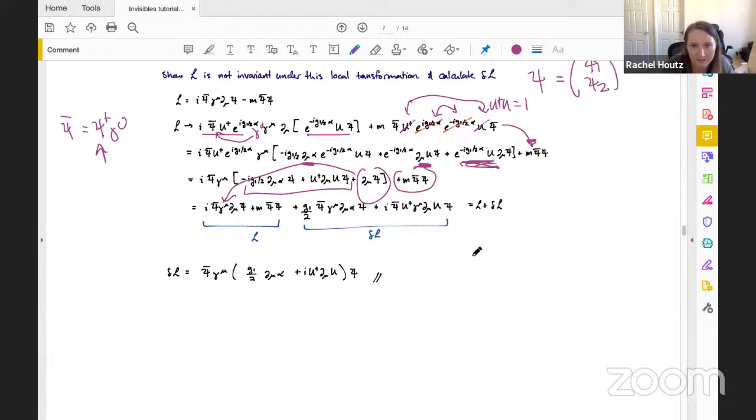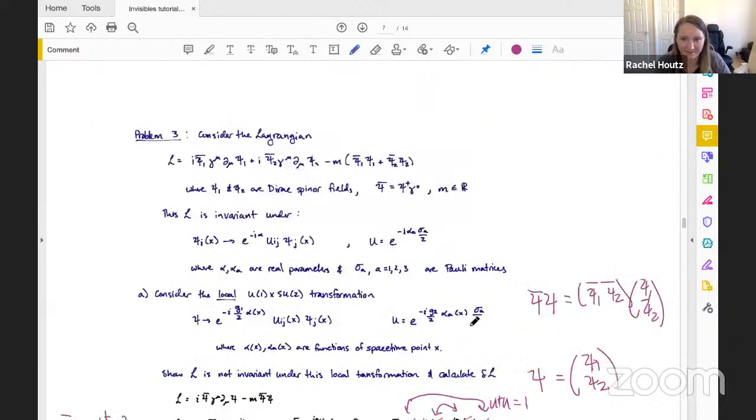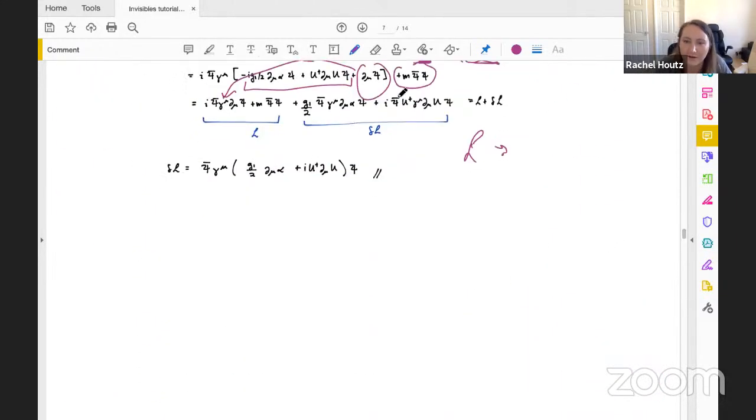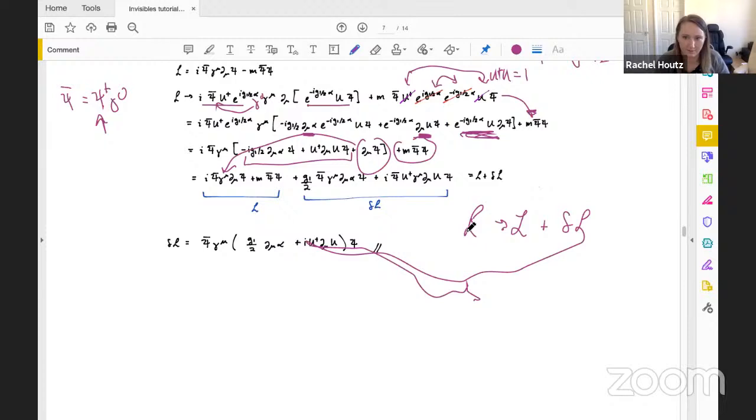So that if you say that L goes to L, sorry, one second. This happens sometimes with the pen. I'm not super great at using it yet. All right, so L goes to L plus delta L.